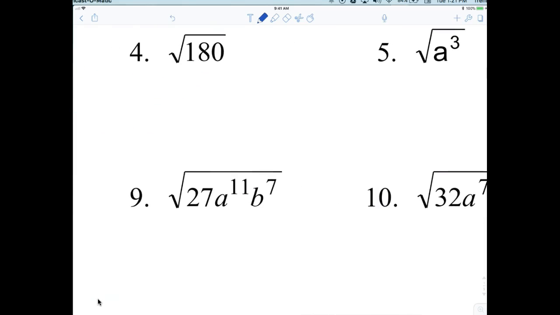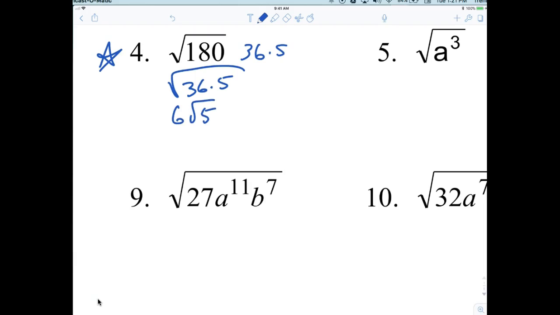All right, number 4, 180. Of course, everybody knows 180 is 36 times 5. So that's a common problem as well, 36 times 5. So when you break that down, 36 times 5, the square root of 36 is 6 radical 5. Beautiful. Do they have any questions? Yes. You could do 90 and 2 if you want, but neither one of those is a perfect square.